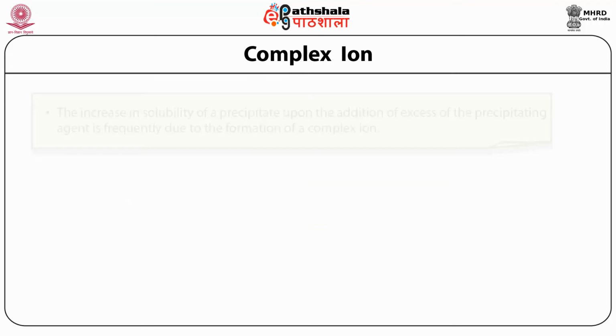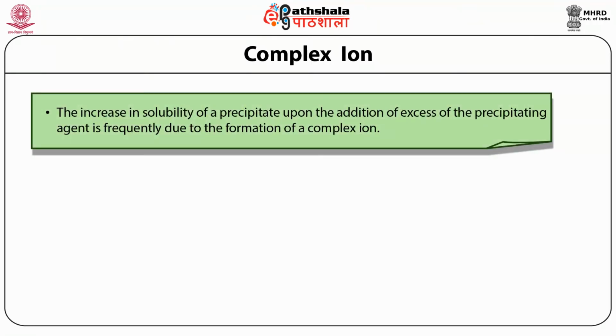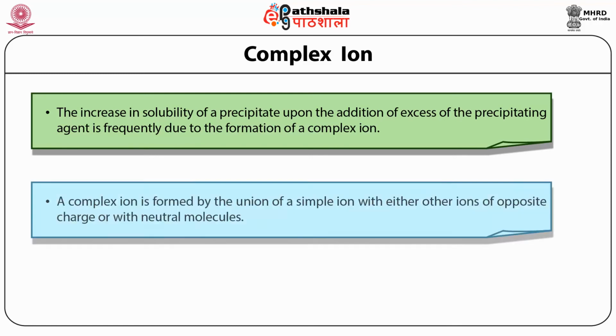Complex ion. The increase in solubility of a precipitate upon the addition of excess of the precipitating agent is frequently due to the formation of a complex ion. A complex ion is formed by the union of a simple ion with either other ions of opposite charges or with neutral molecules. The stability of complex ions varies within very wide limits.